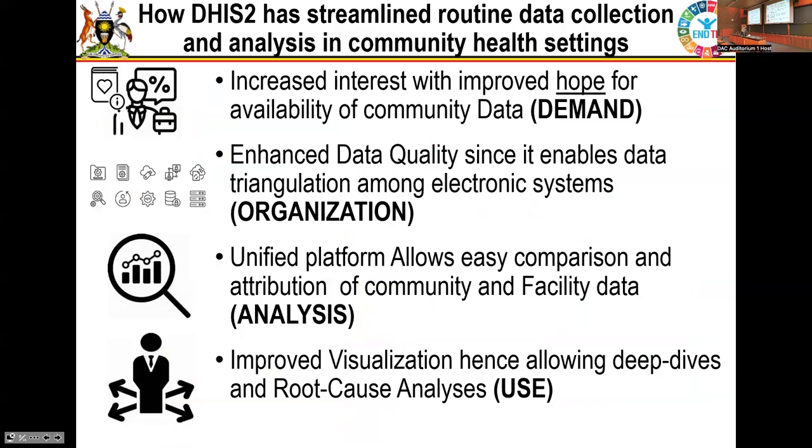So how has DHIS streamlined our data collection? The first point is that it has increased interest, with improved hope for availability of community data. Today I got a saying that trust comes walking, but goes running. So for people to trust the data that you have, you have to first give them hope that the data is there. When we did CAST data collection and presented, people were able to know that the reports can actually be got from the community. And what kind of reports? When we presented the improvement, where we felt the TB was, where the leprosy was, then they were able to trust the data that we give them.